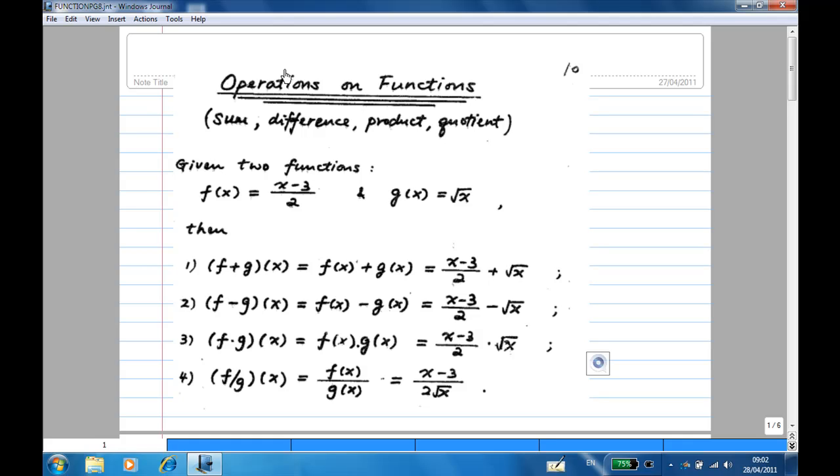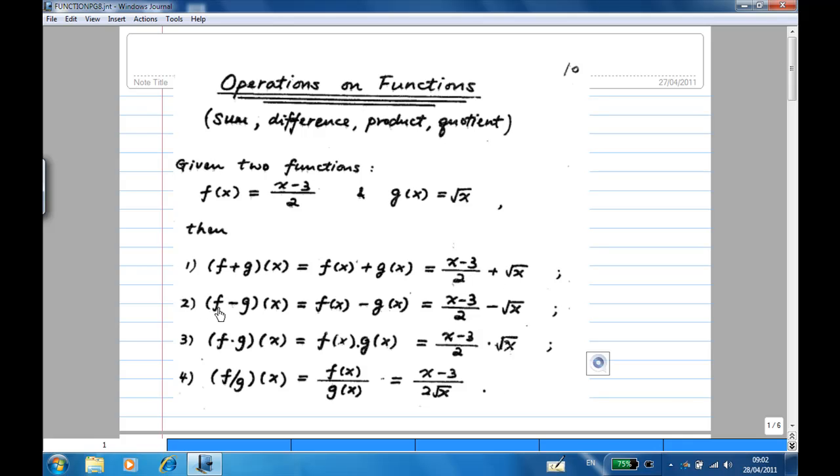So given two functions, let's say f of x equals (x minus 3) over 2 and g of x equals square root of x, then we can add them. For example, (f plus g) of x will be f of x plus g of x, which is (x minus 3) over 2 plus square root of x.